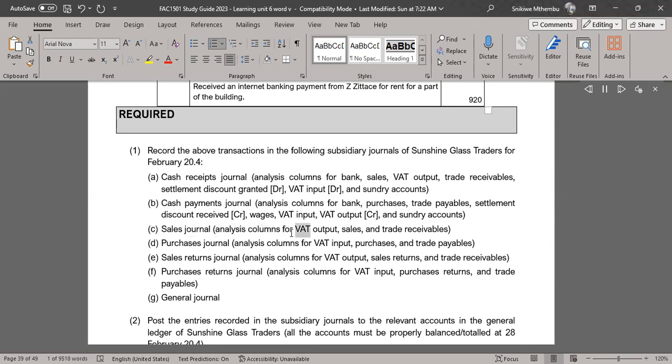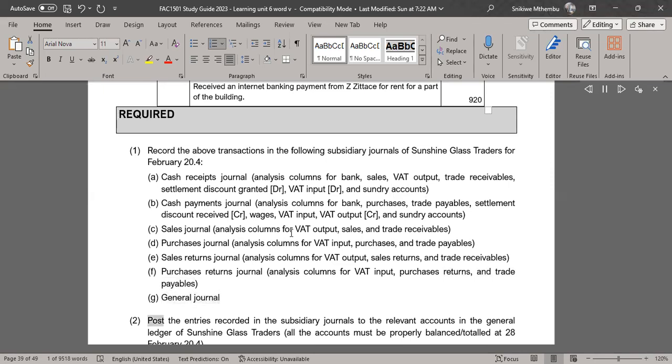Sales Journal, Analysis Columns for VAT Output, Sales, and Trade Receivables. Purchases Journal, Analysis Columns for VAT Input, Purchases, and Trade Payables. Sales Returns Journal, Analysis Columns for VAT Output, Sales Returns, and Trade Receivables. Purchases Returns Journal, Analysis Columns for VAT Input, Purchases Returns, and Trade Payables.